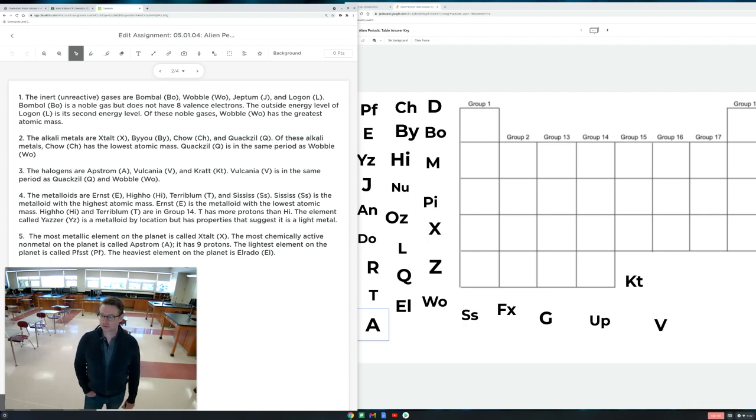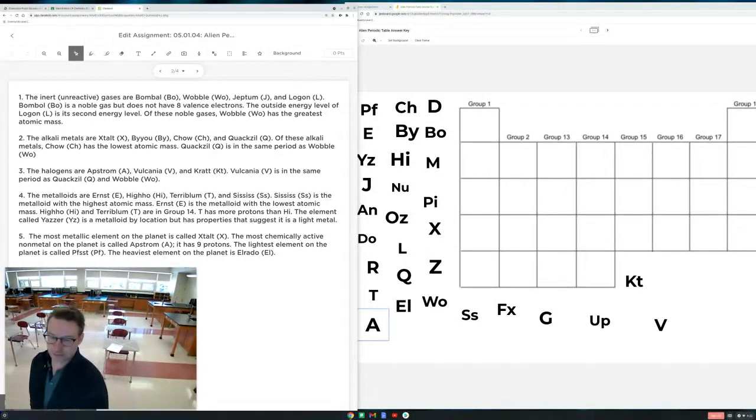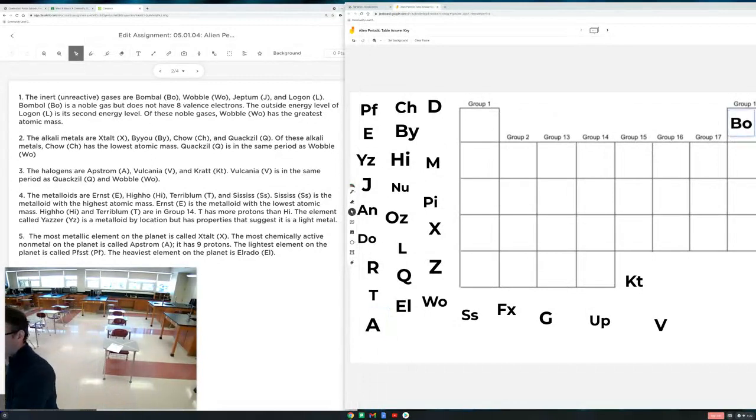Okay, so here is the explanation of the alien periodic table answer key. Let's start with clue number one. The inert, unreactive gases, which are the noble gases, are BO, WO, J, and L. So let's put those over here.